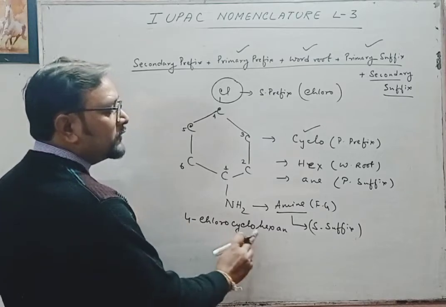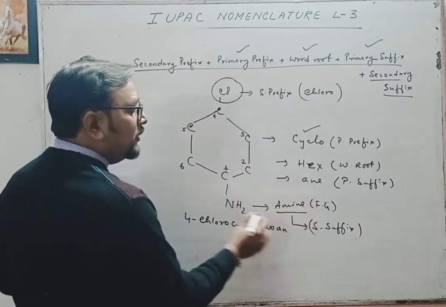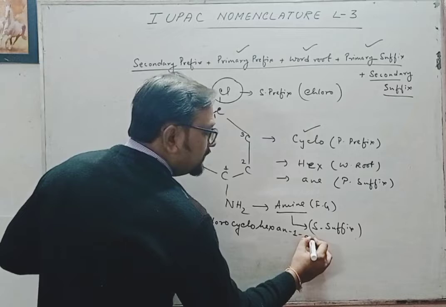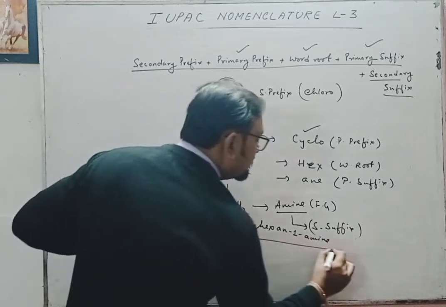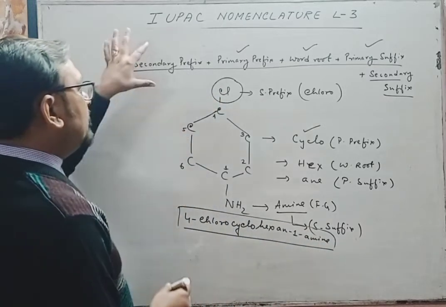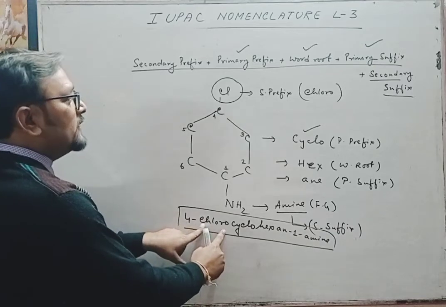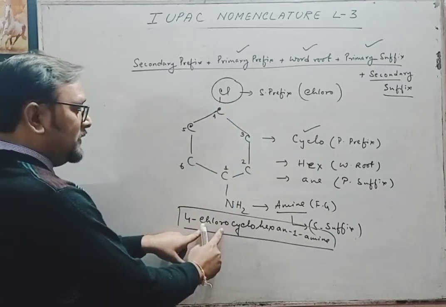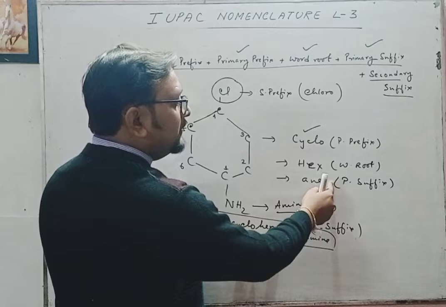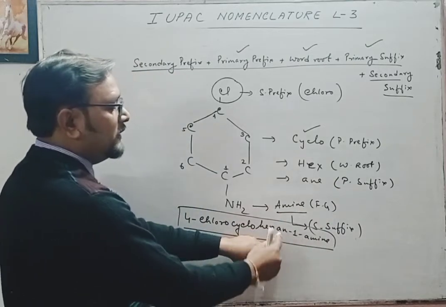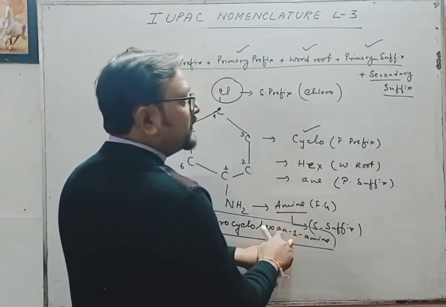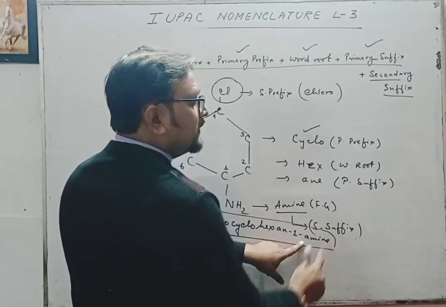So 4-chloro-cyclohexane. Now what is the position of this functional group? 1. So I will mention 1. You see the secondary suffix? 1-amine. Okay, so this is the name of the compound. Here you can see that I have used the secondary prefix. What is the secondary prefix here? Chloro. Yes. Then cyclo is the primary prefix. Then hex is the word root. Ane, I have dropped e because a is here. So ane becomes an. Finally, this is the primary suffix ane, and then the secondary suffix is amine.